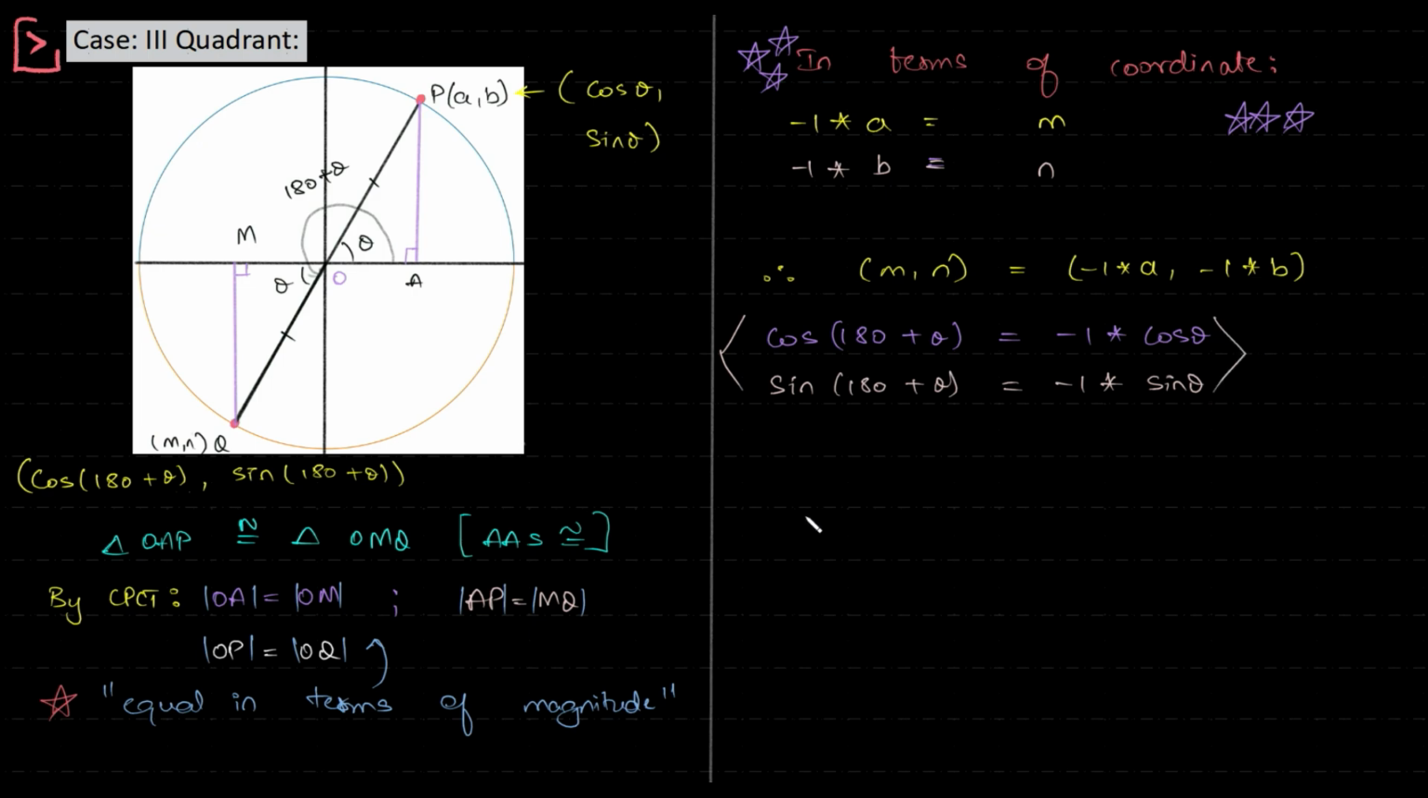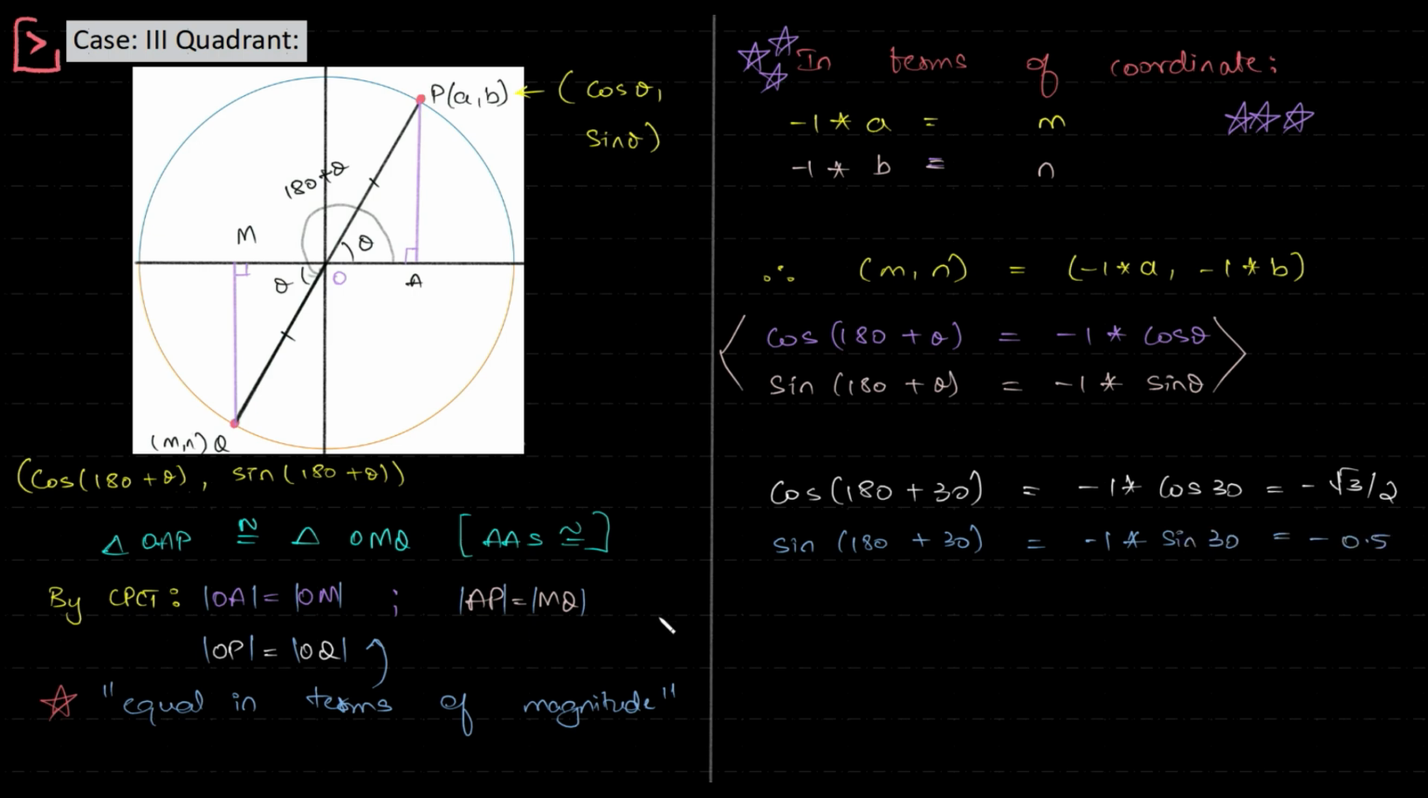And now on to giving you guys an example. Cos of 180 plus 30, so basically 210. Cos of 210 is equal to minus 1 into cos of 30, which is minus root 3 by 2. While sine of 180 plus 30 is minus 1 into sine of 30, which is minus 0.5. Okay, so that would be an example.